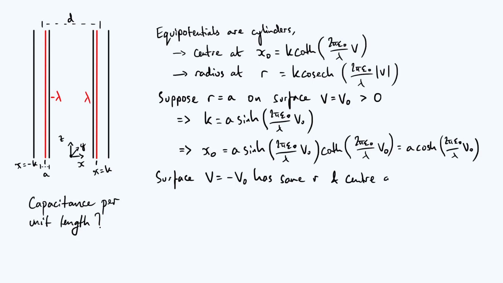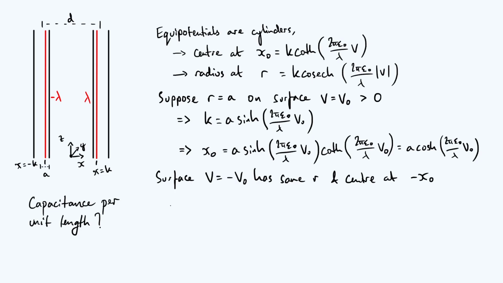The center is going to be, well, if you switch the sign of this v, because hyperbolic cotangent is an odd function of its argument, if you switch the sign of v, you also switch the sign of the function itself, which means x naught will also just get a minus sign, right? So the surface v equals minus v naught has the same radius as v equals plus v naught, but its center is now at minus x naught instead of plus x naught. That means you have these two equipotential surfaces, which are both cylinders of the same radius, with a total separation of 2x naught, right? Because the center of one of them is at x naught, the center of the other one is at minus x naught. You subtract those and you get 2x naught.